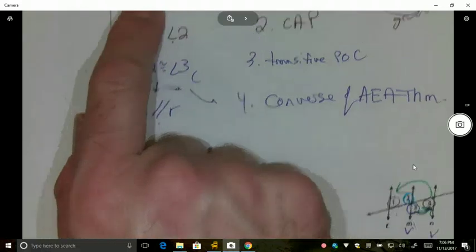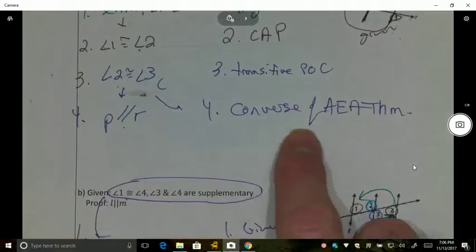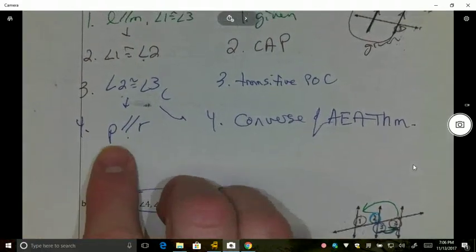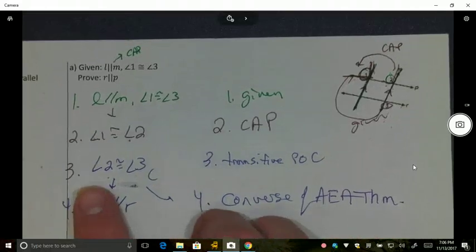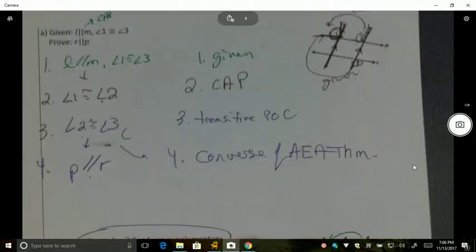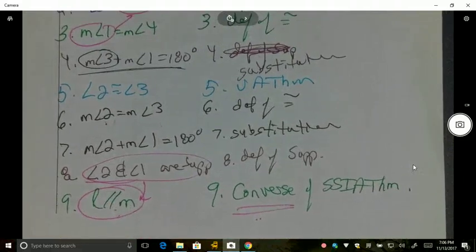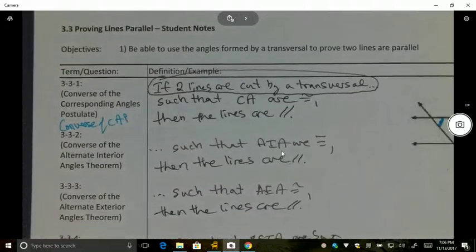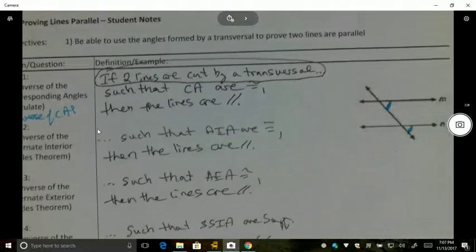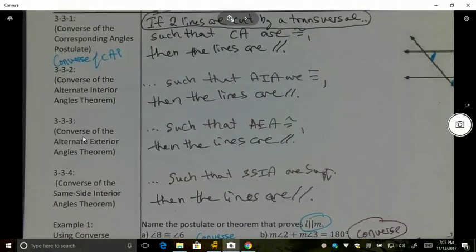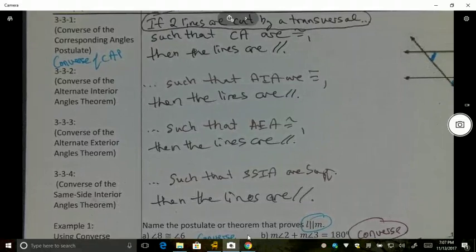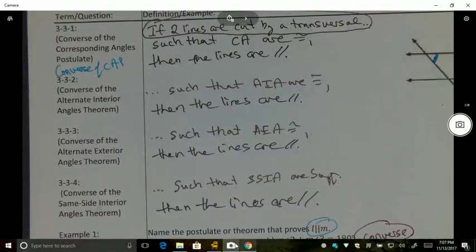If you're trying to prove lines are parallel, notice that that's going to be your last statement. The lines are parallel by some converse, based on some angle relationship that you were able to establish through your connections. This concludes the video notes for lesson 3.3. If you need to review how to prove these theorems, 3.3.2, 3.3.3, and 3.3.4, that will appear in a separate video. Have a great day.